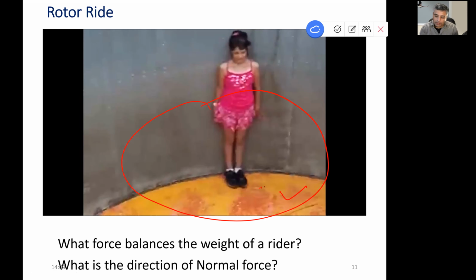And when the floor drops, this person is not coming down, stuck in the wall there. So what force is keeping this person there? Okay, what force is countering the gravitational force? Think about that while watching this, okay?